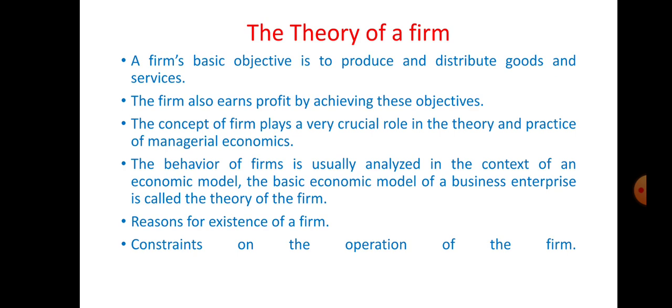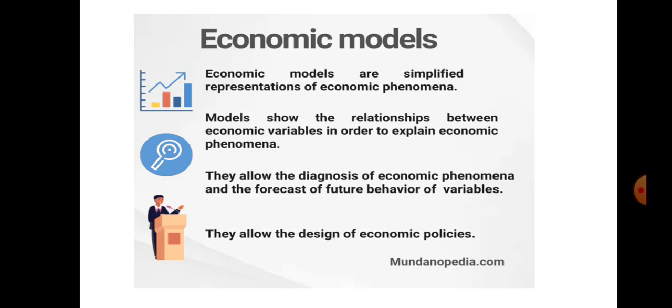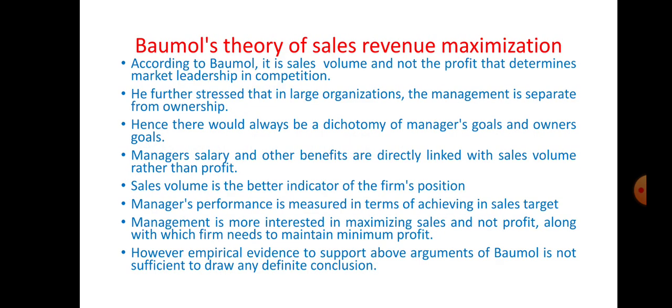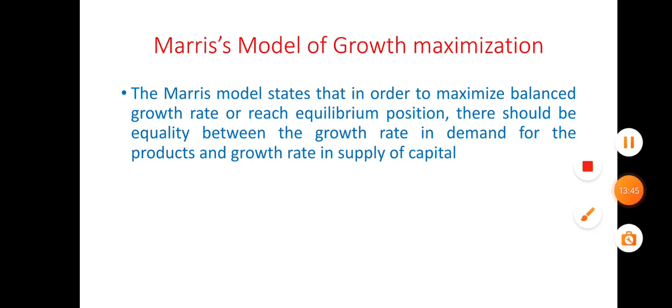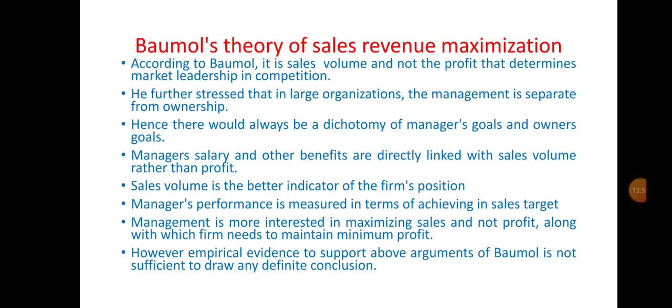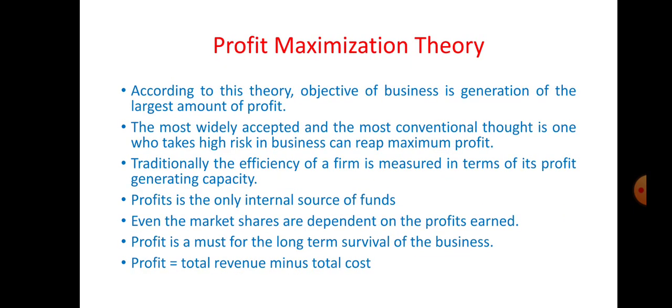So with reference to this, we have a theory that is called the theory of a firm, which again focuses mainly on the important objectives of a firm. Related to this, we have different theories. The first one is the profit maximization theory. According to this theory, the objective of business is generation of the largest amount of profit.